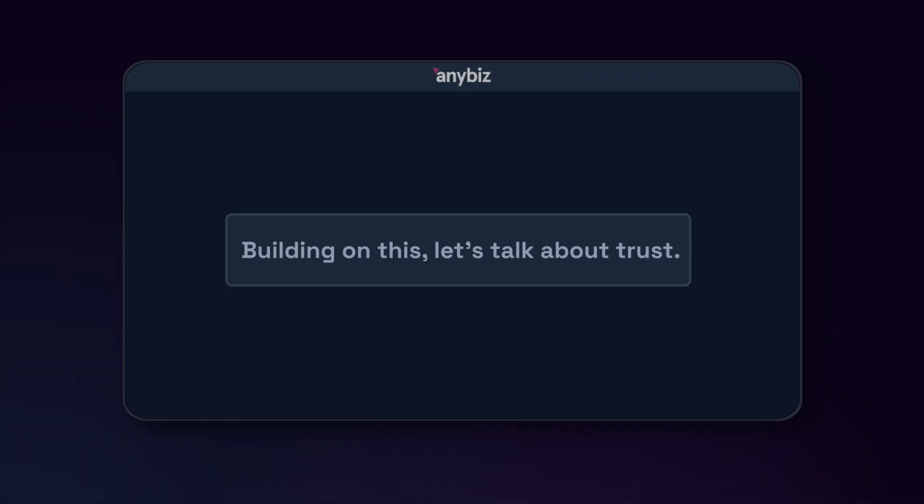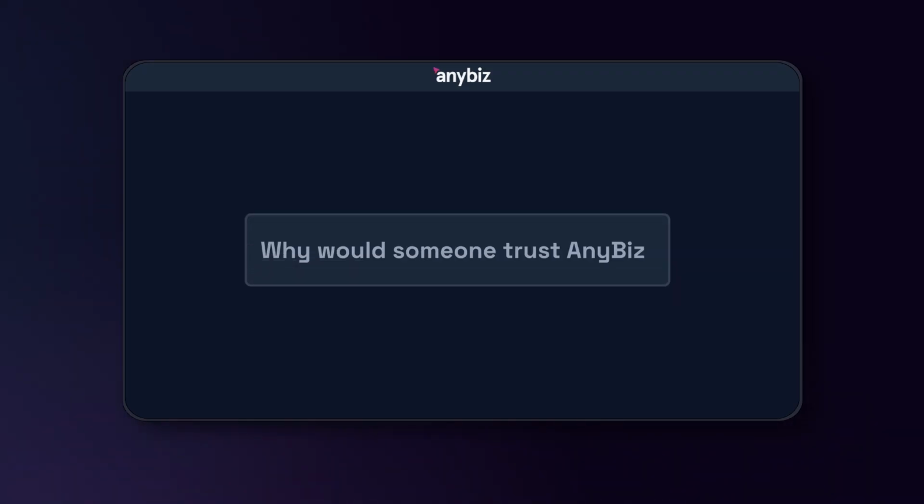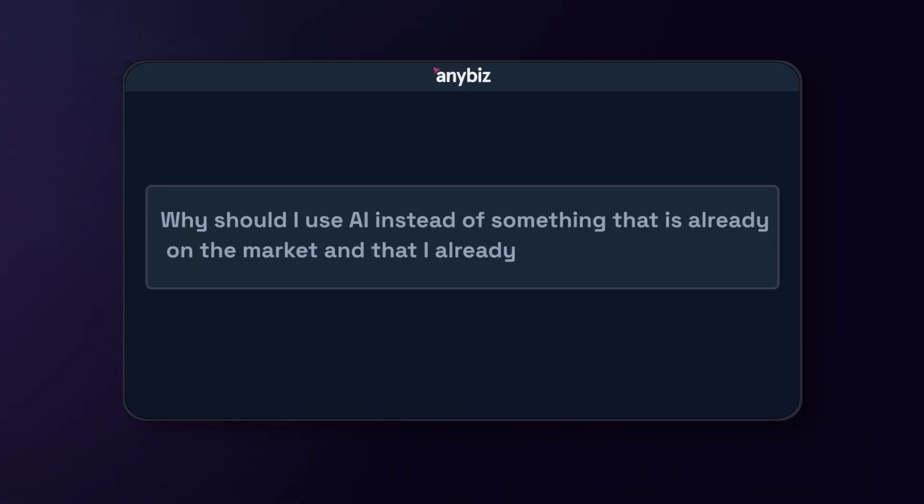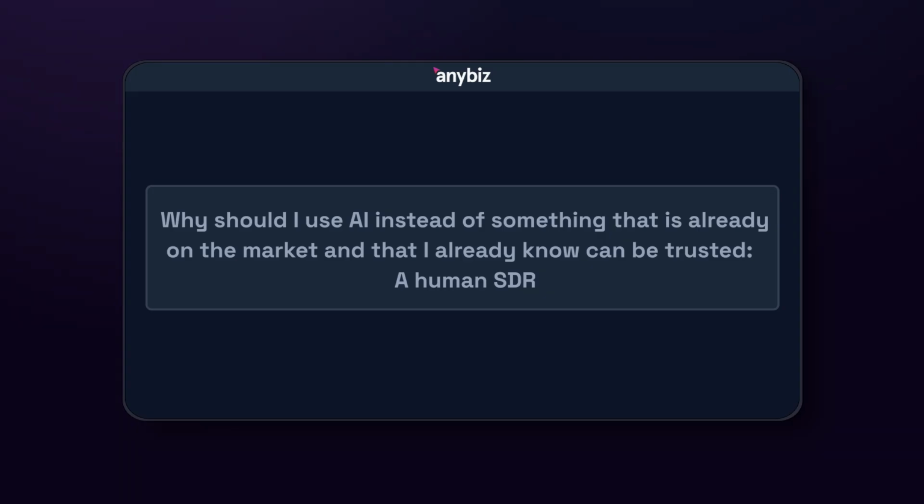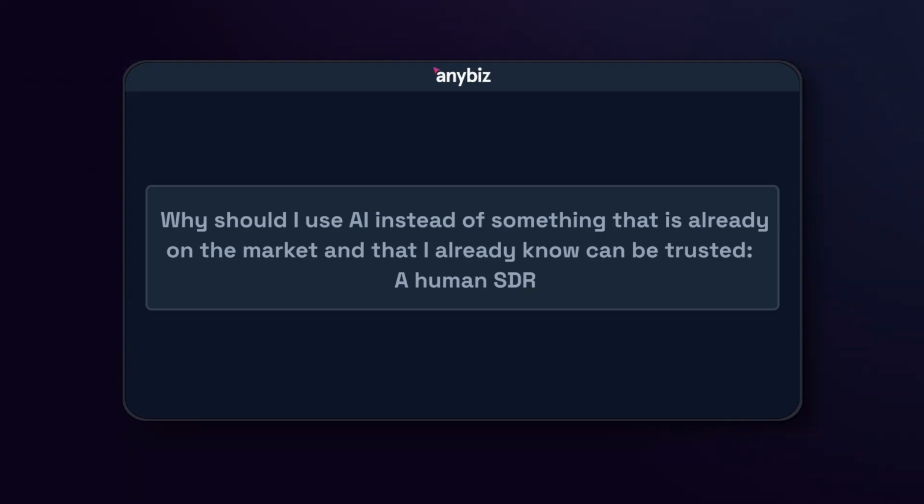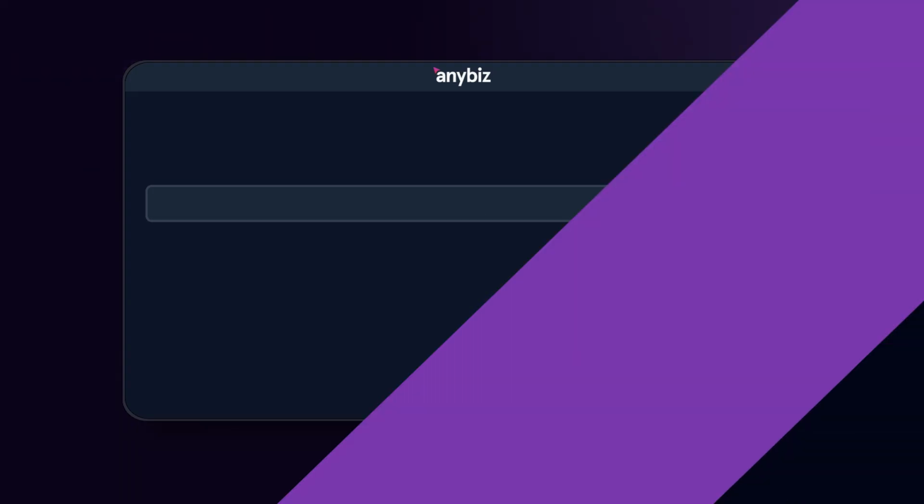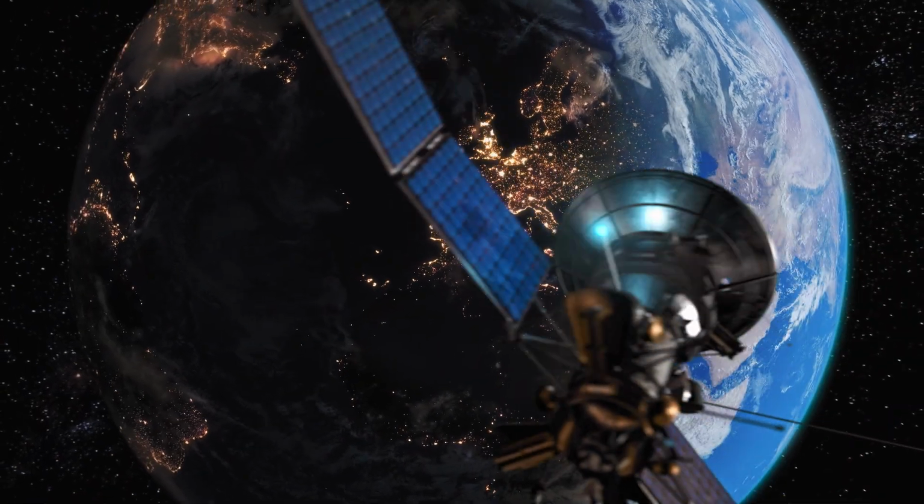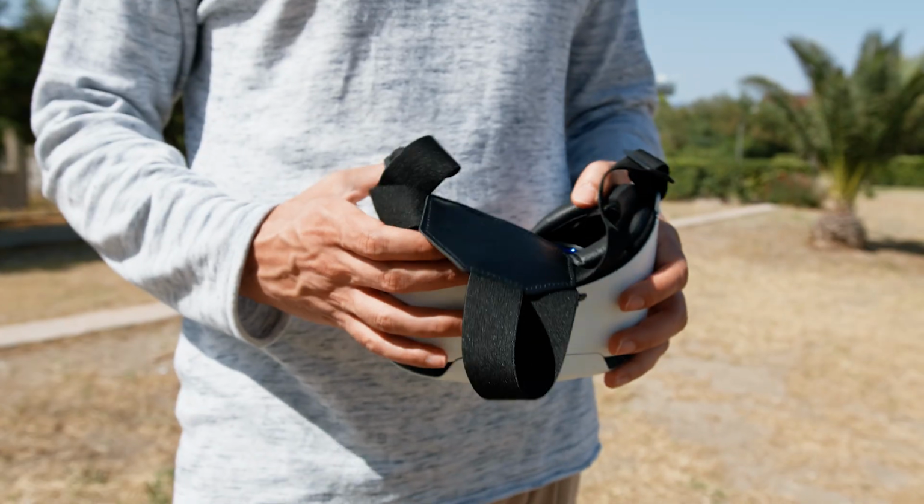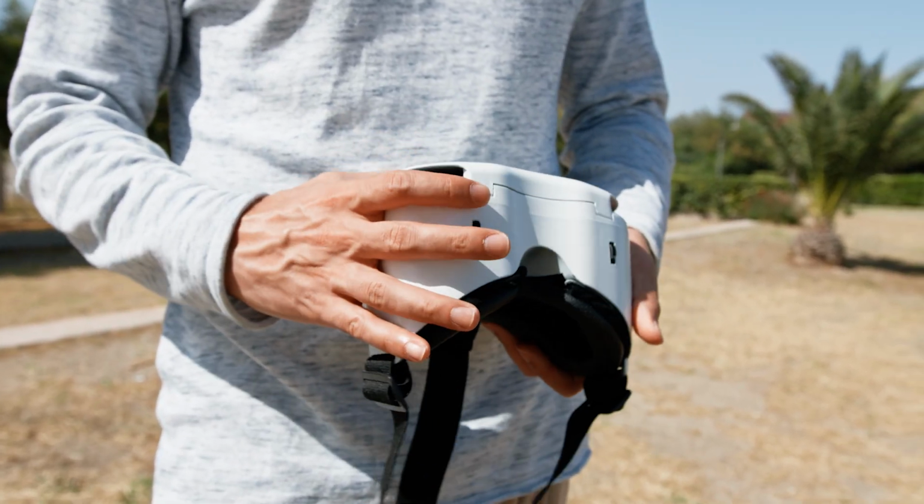Building on this, let's talk about trust. Why would someone trust AnyBiz? Why should I use AI instead of something that is already on the market and that I already know can be trusted, a human SDR? It's a good question, but if no one trusted new technology, we would still be living without light, without anything. There are early adopters in this world that are willing to try everything.